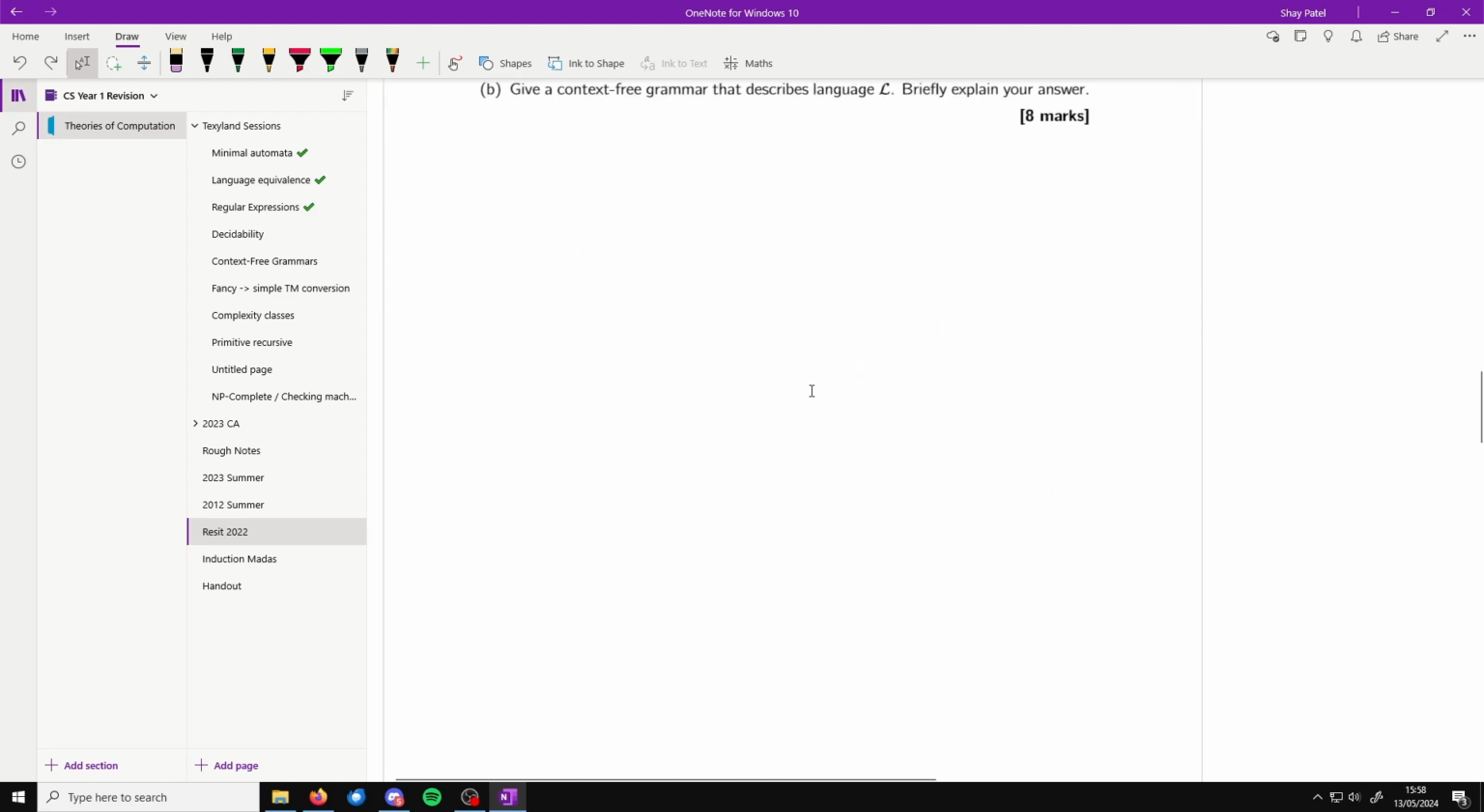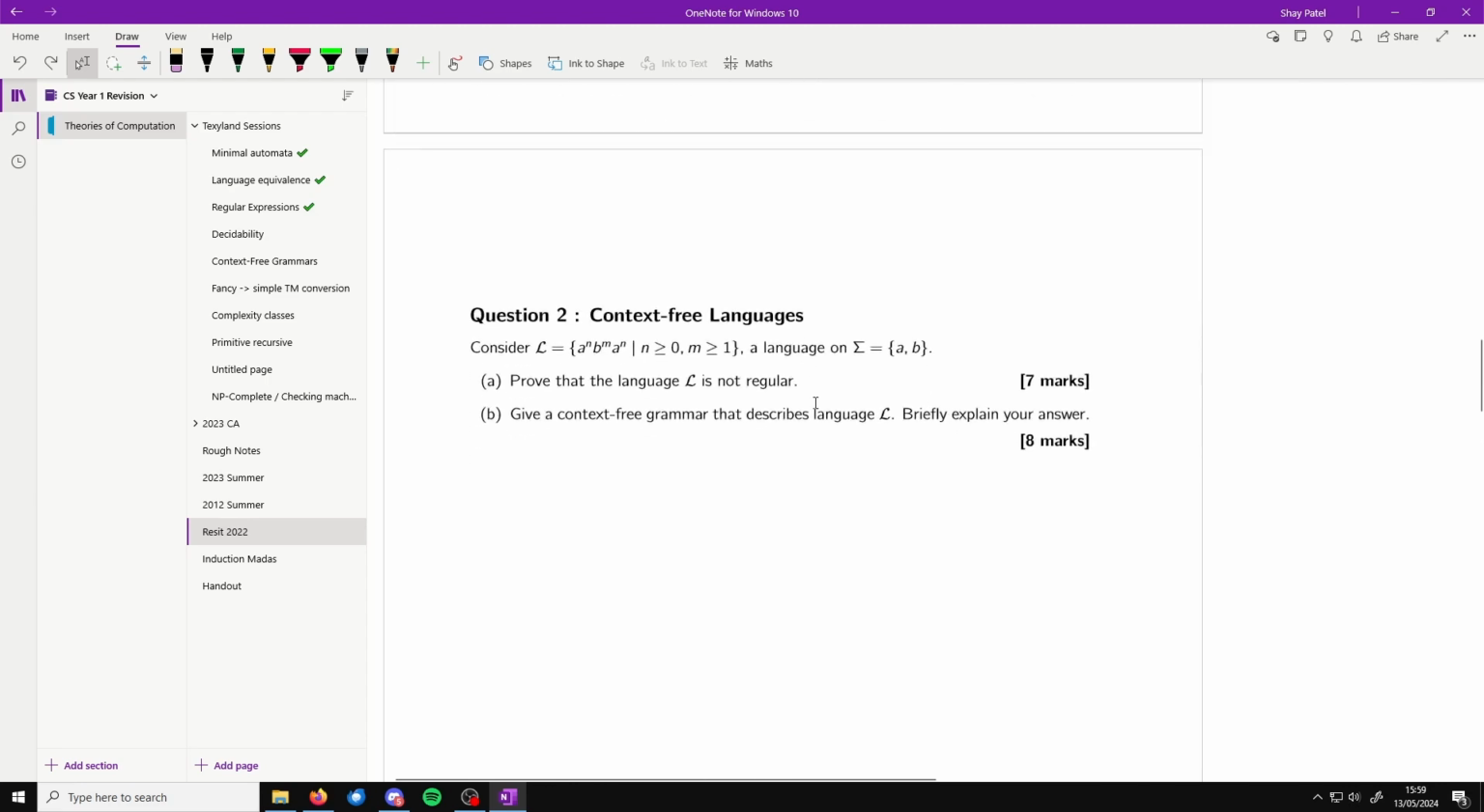Okay, question 2. Consider this language here: a to the n, b to the m, a to the n, with n greater than or equal to 0, m greater than or equal to 1, a language over sigma equals {a, b}. Prove that the language is not regular. Okay, so the best way to start here is to assume L is regular.